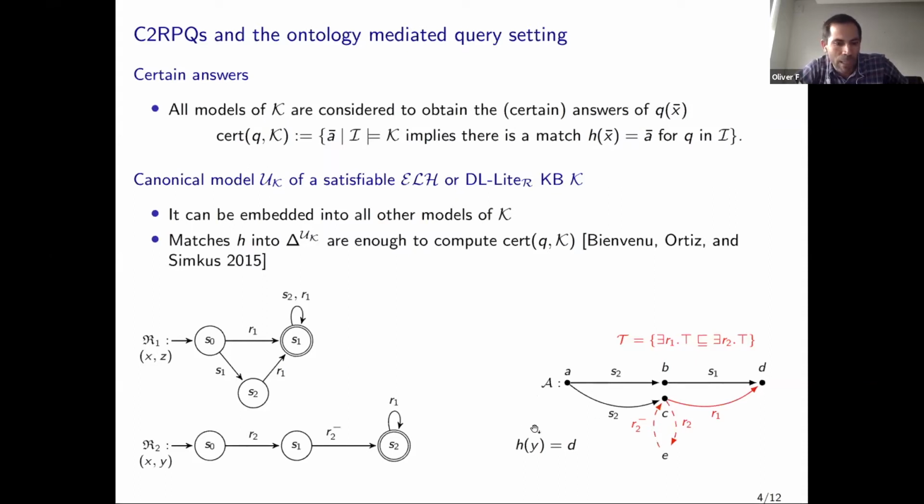And now, if we map the quantified variable to D, then we can find an answer that wasn't there before. So C, D now is an answer because it satisfies the first automaton, so X and Z with R1, and it also satisfies this one with R2 minus and R1. So the information provided in the T-box, the hidden information, allows us to find a new path that didn't exist before.